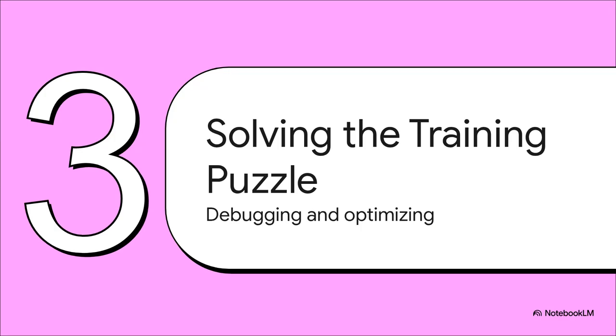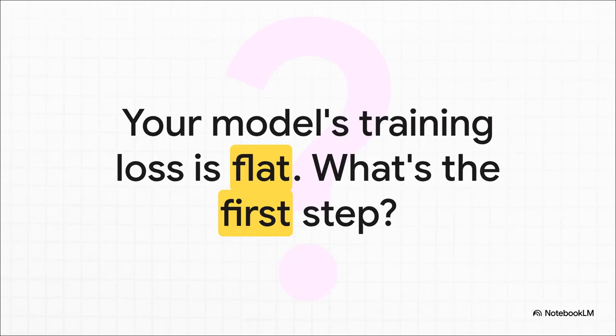Okay, so let's say you've got your data pipeline locked down. Everything is clean, your job's done, right? Not even close, because now you have to actually train the model. And the training process, well, it can be a real puzzle. And sometimes those pieces just refuse to fit together. So picture this. You're watching your model train, you're looking at the graph, and the loss line, it's just this flat, horizontal line of pure disappointment. It's not learning at all.